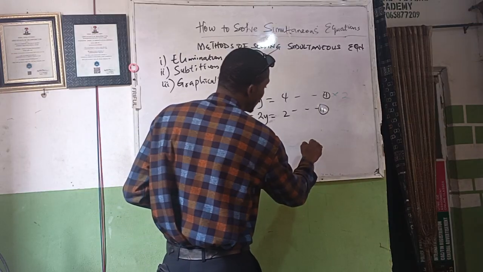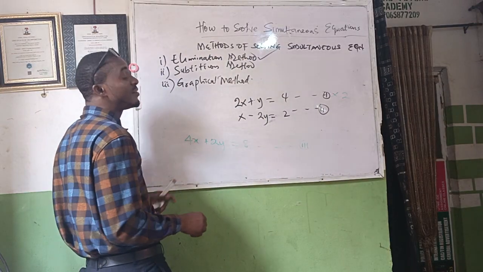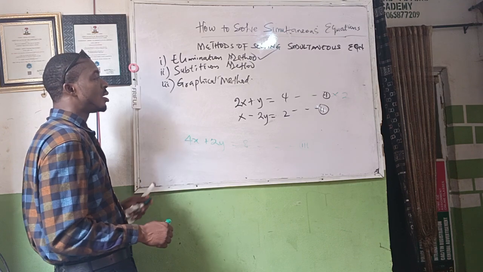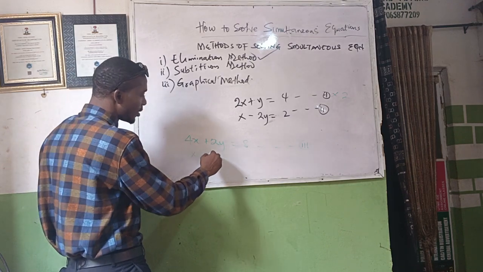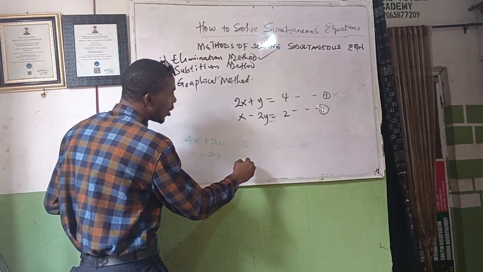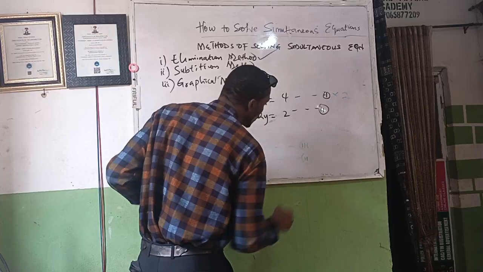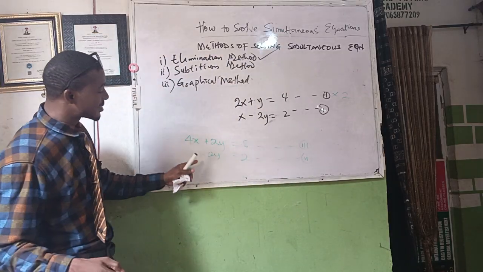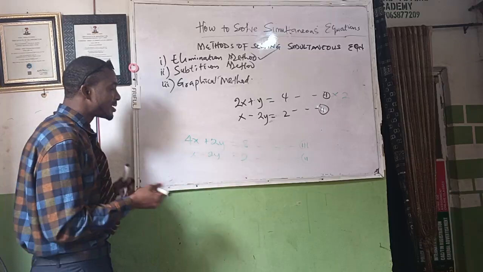Now I have a reformed equation 1 which I can call equation 3. Then I can return equation 2: x minus 2y is equal to 2. Now I apply the third rule. The third rule says when the signs are opposite, I should add. Now let me add and see my result.